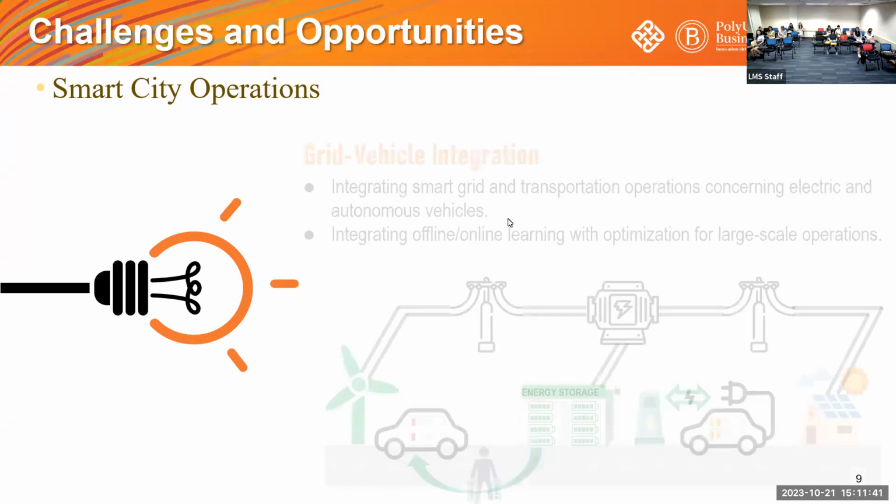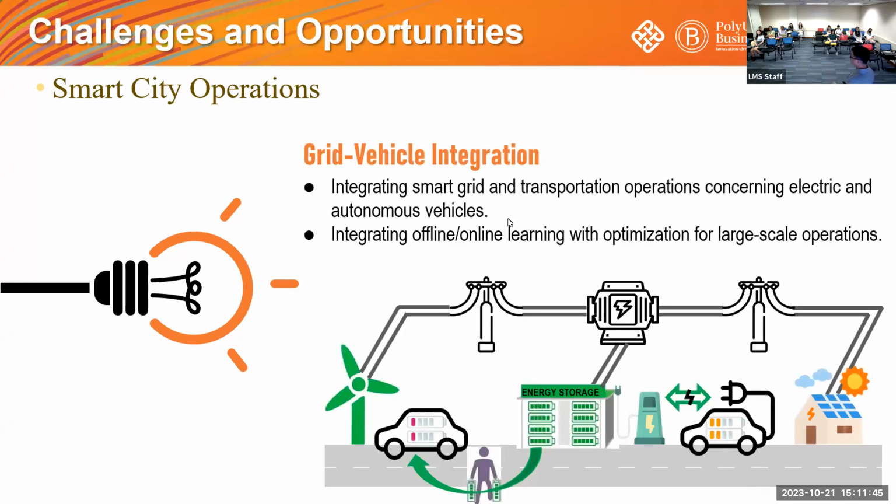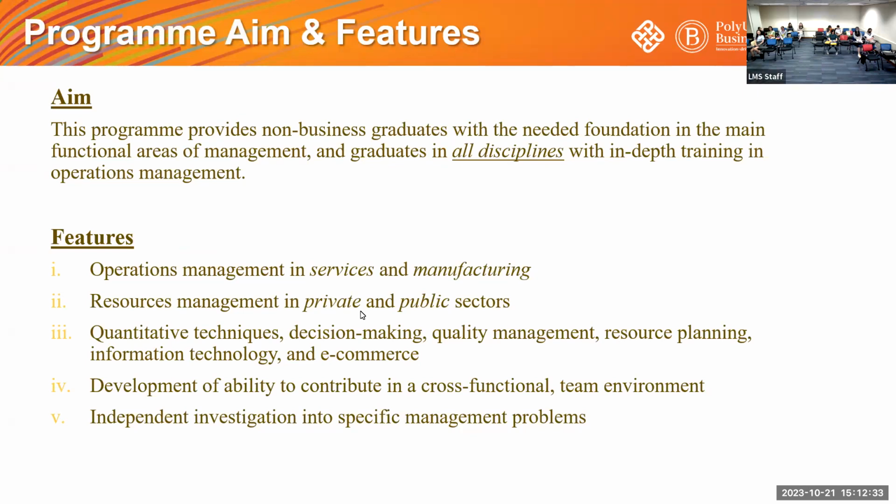another operations problem that we are considering, for instance in the smart city, is that we have a lot of electric vehicles integrating into our power grid. We emphasize sustainability, so that eventually we will have low carbon emission. So how can we achieve that low carbon emission goal by integrating the power grid with electric vehicles, as well as other renewable technologies like solar panels and energy storage? This is how we can operate the entire system by using technologies like online learning with optimization for large-scale operations. These are some examples for operations management.